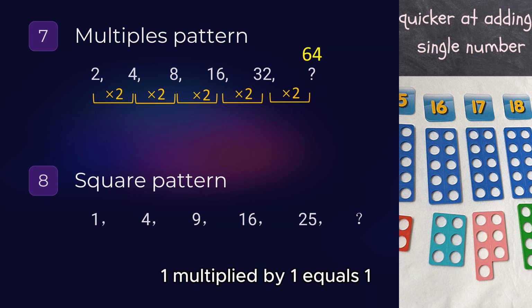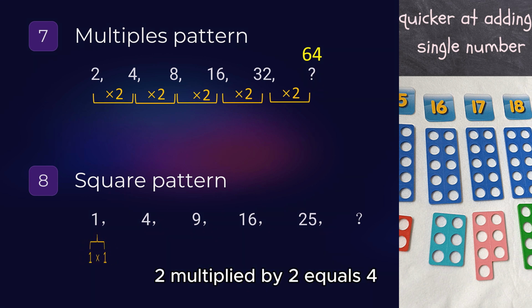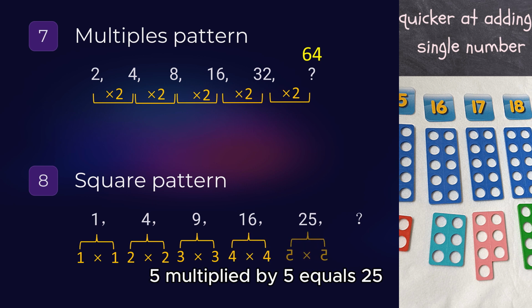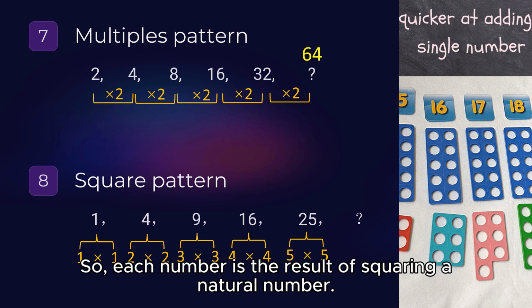1 multiplied by 1 equals 1. 2 multiplied by 2 equals 4. 3 multiplied by 3 equals 9. 4 multiplied by 4 equals 16. 5 multiplied by 5 equals 25. So, each number is the result of squaring a natural number.